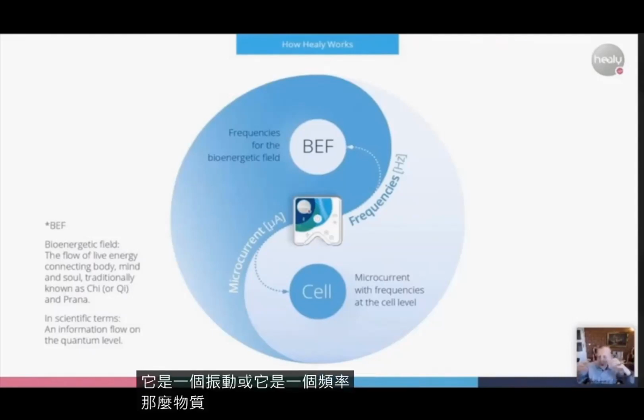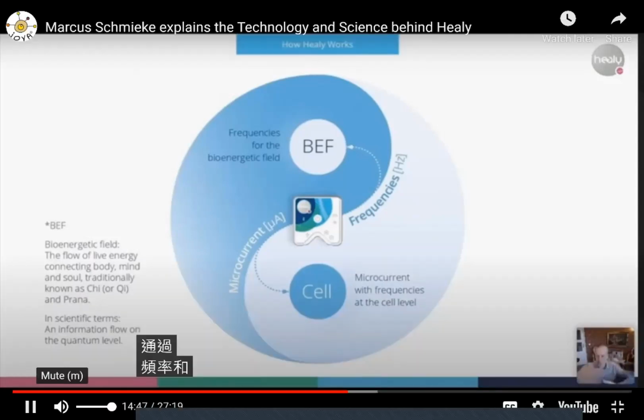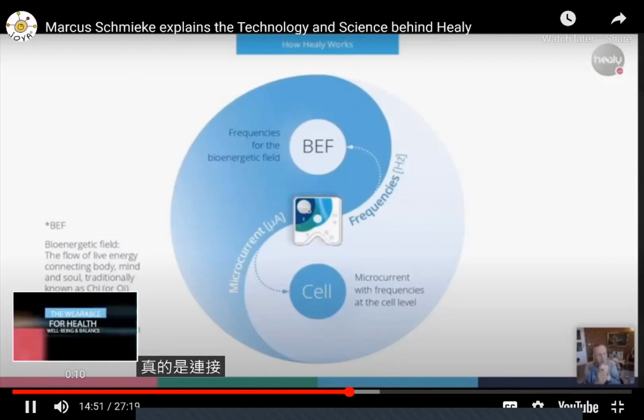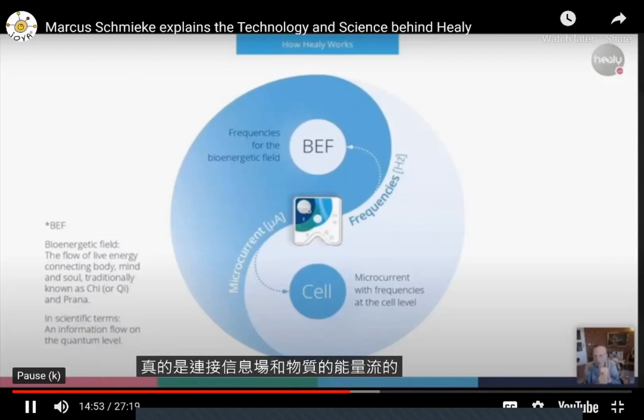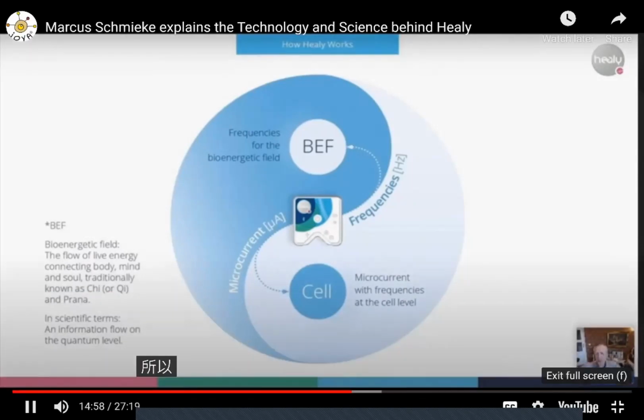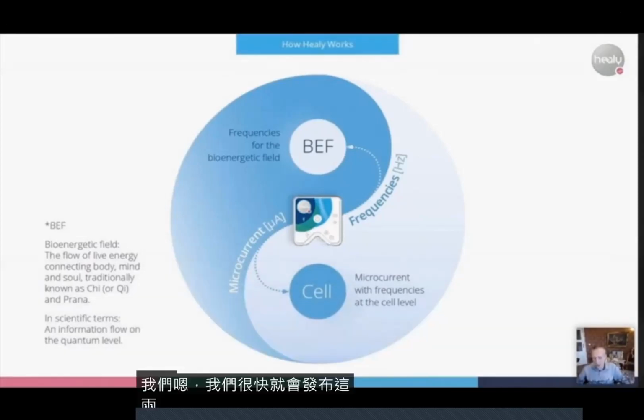So how do matter and information talk to each other? Through transfer of energy. And this transfer of energy can only happen through frequency and amplitude. So frequency is really the most important property of the energy flow which connects information field and matter. So we will publish these 2 diagrams very soon.